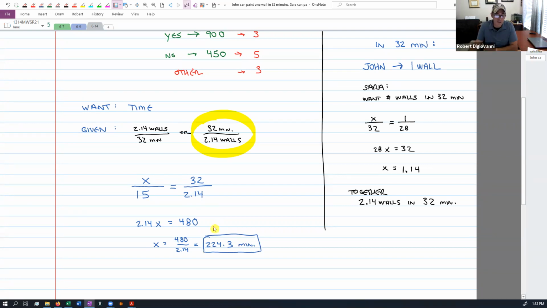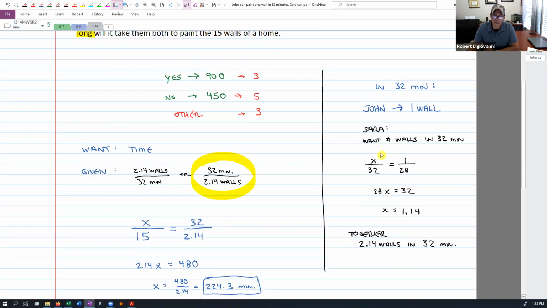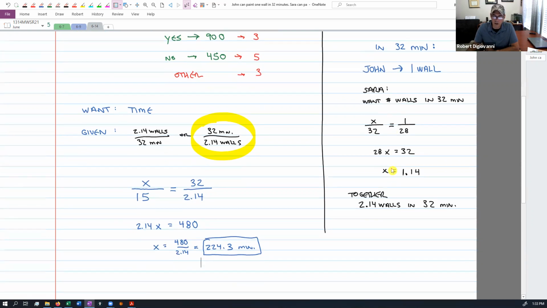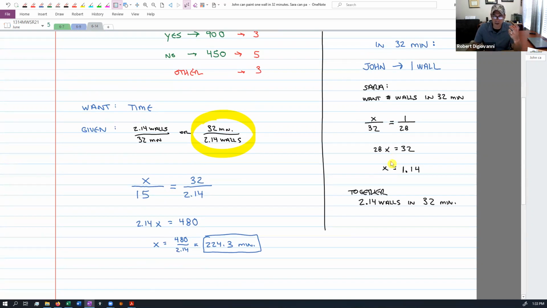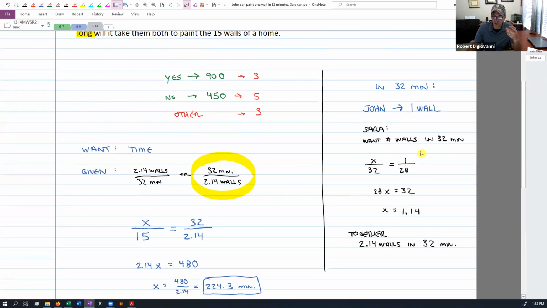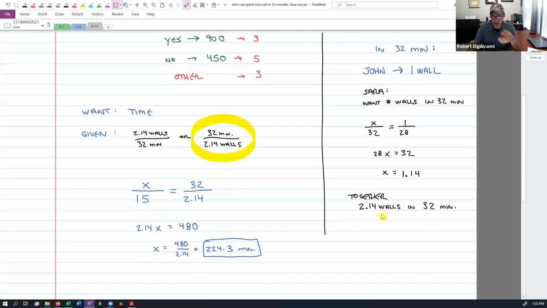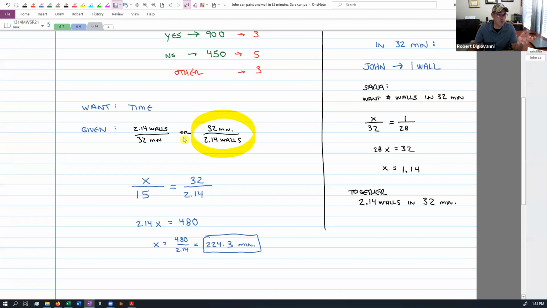Okay, so I realize this is a tricky problem, all right, because you have to think through the combined ratio. To find their combined ratio, you actually have to do a proportion problem to get it, and then you can use that to solve the bigger problem.